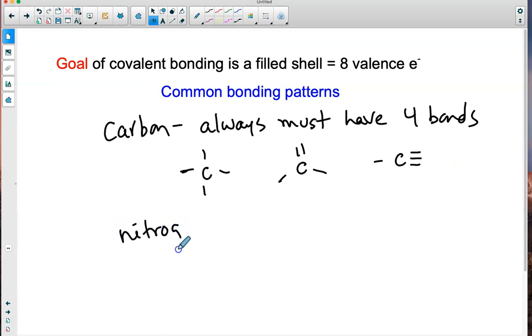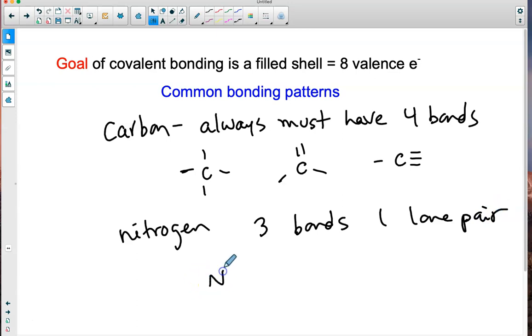Nitrogen is going to prefer to have 3 bonds and 1 lone pair. Where this is coming from is the fact that nitrogen has 5 valence electrons. So you can see it's already got that 1 lone pair, and those three that don't have pairs are going to form the 3 bonds. And I can go back to the carbon and show that it started out with 4 valence electrons. So that's where the 4 bonds come from. It needs to share 4 electrons with some other atom.